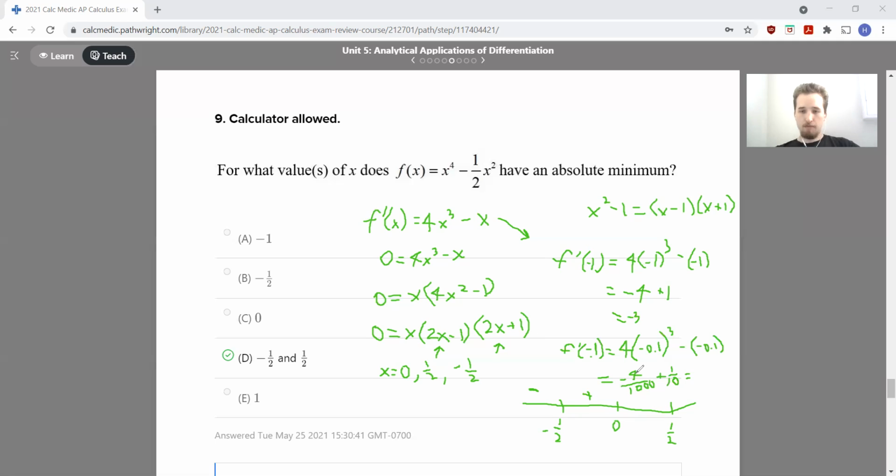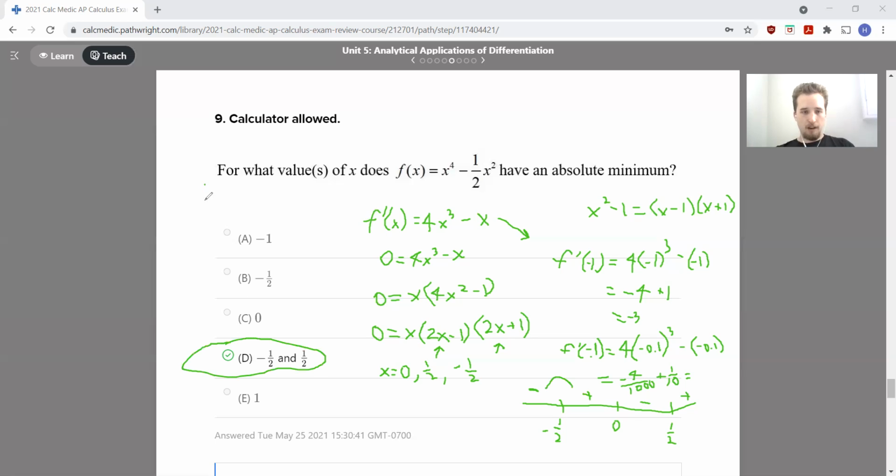And you can test positive 0.1, and you get a negative here, and you can test 1, you'll get a positive. Just doing this to make this a bit briefer. So an absolute minimum is when it goes from negative to positive. So negative 1/2 is one. However, it goes from positive to negative at 0. So 0 is not a minimum. And then negative to positive, 1/2 is also a minimum here.